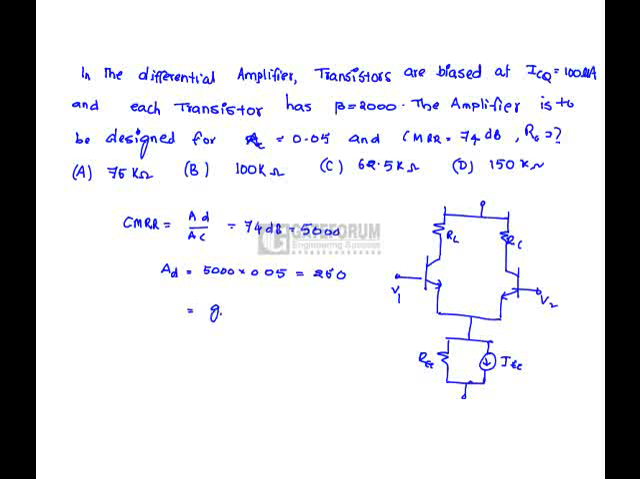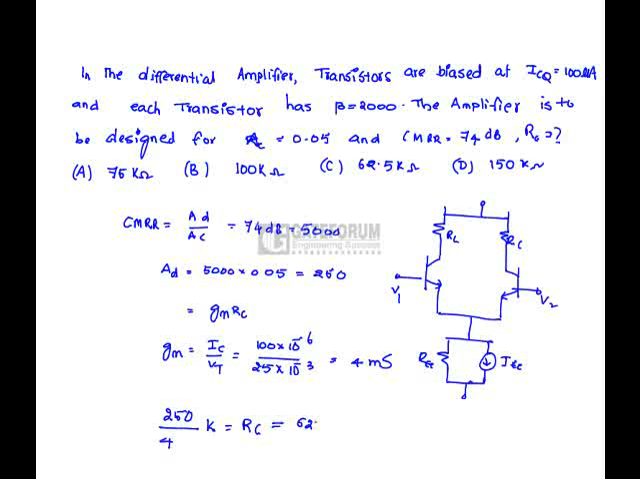So AD is nothing but Gm RC for the differential amplifier. Gm is nothing but IC by VT, which is 100 into 10 power minus 6 divided by 25 into 10 power minus 3, which is 4 millisiemens. So RC is equal to 250 divided by 4m, which is nothing but 62.5 kilo ohms. Hence option C is correct.